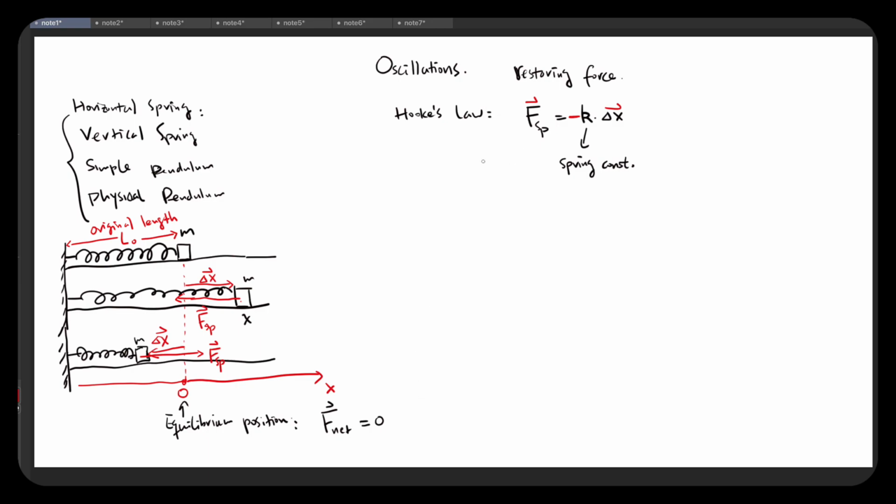Okay, so now with Hooke's law, with the restoring force represented by this equation, we can set up a differential equation according to Newton's second law. So now let's say, because in this diagram delta x is x.